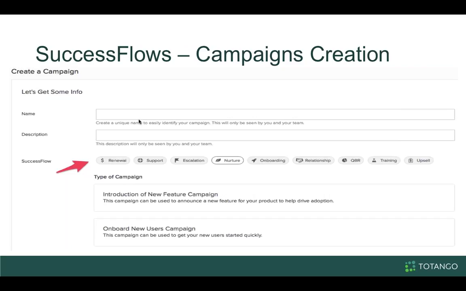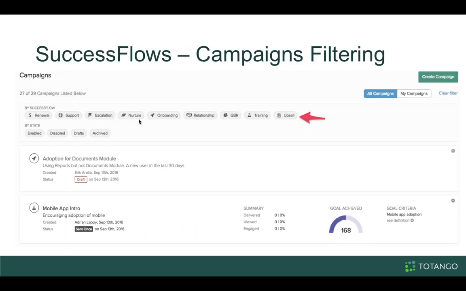So you can actually specify an upsell type of campaign, and then you can obviously filter by that later on, which allows you to look at all your campaigns and find out which ones were of a particular type. That's very consistent with what I just showed you with the success plays, with campaigns filtering and defining a type of process that you're doing and specifying the specific success flow type.